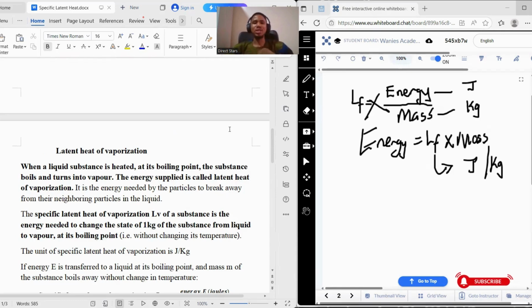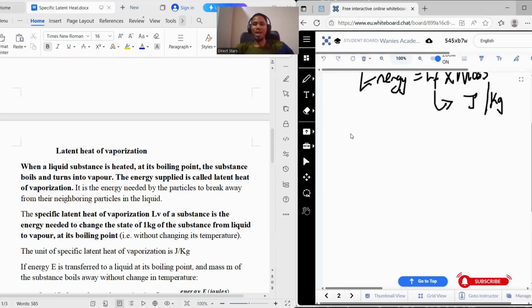At that point, temperature remains the same at 100 degrees Celsius. The temperature will remain 100 degrees Celsius for some minutes before vapor occurs. The energy that allows this boiling to occur and the liquid to turn to vapor is what we call latent heat of vaporization. It has its own symbol, L subscript V. L means latent heat, V means vaporization, and the F in the first one means fusion.